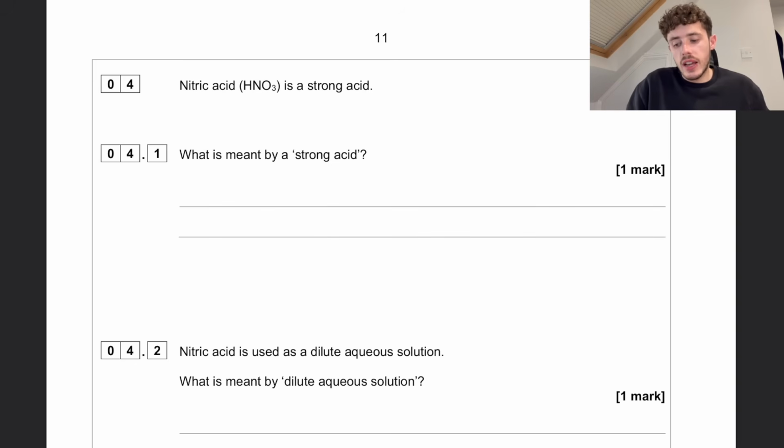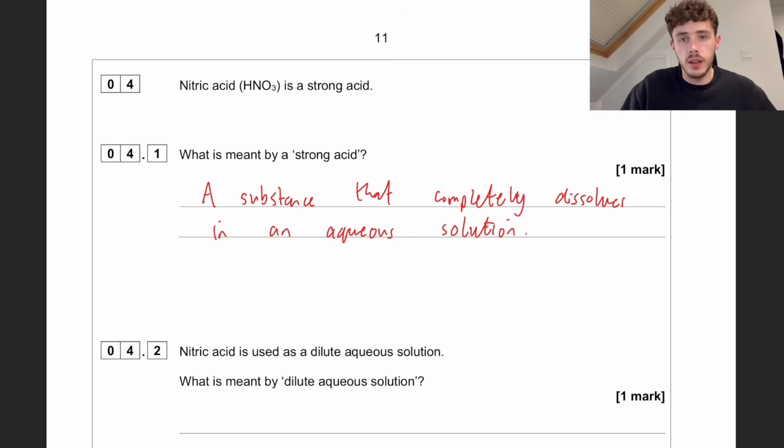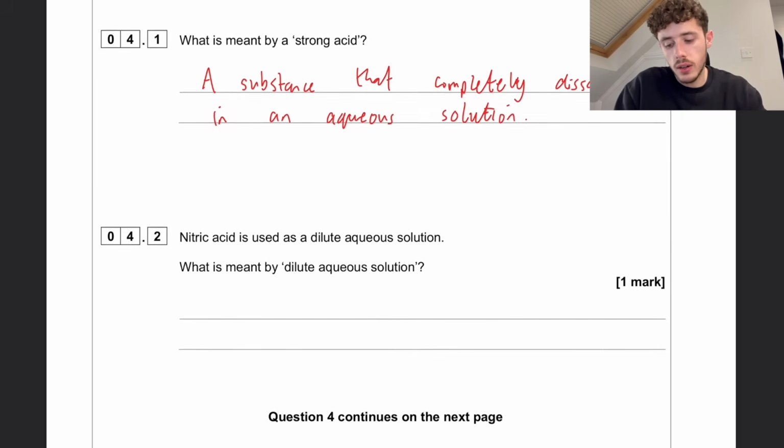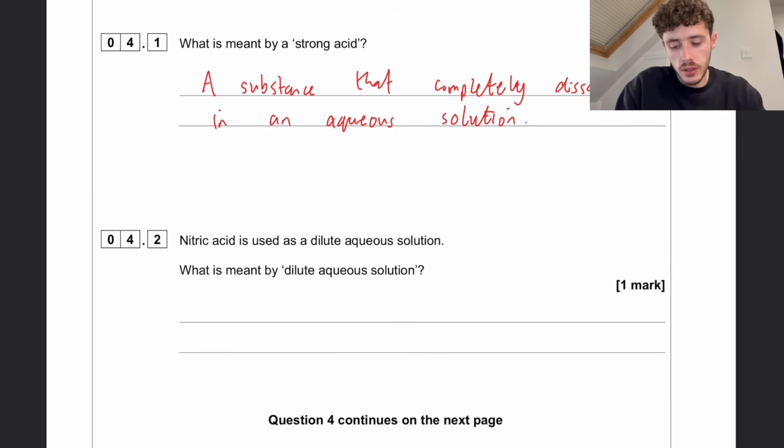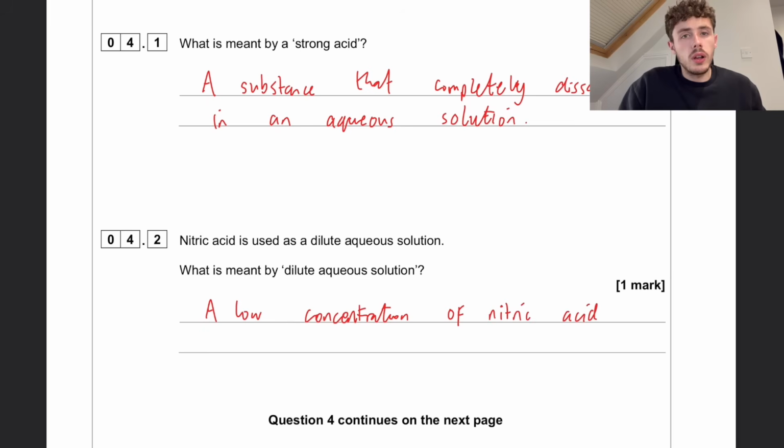Question number 4. Nitric acid, which we're told is HNO3, is a strong acid. What is meant by a strong acid? Now, the textbook definition of a strong acid is something that is completely dissolved when put into an aqueous solution, or basically water. So that is exactly what we're going to write here. 4.2. Nitric acid is used as a dilute aqueous solution. What is meant by dilute aqueous solution? When you dilute something, it basically just means that you lower the concentration of it by putting it typically in water. So this is just going to be a low concentration of nitric acid in water.